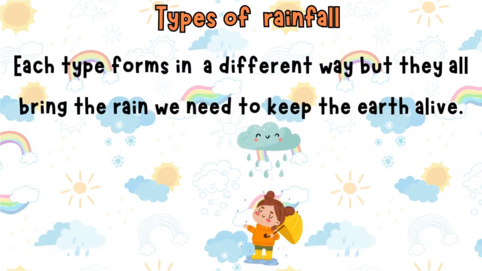Each type forms in a different way, but they all bring the rain we need to keep the earth alive.